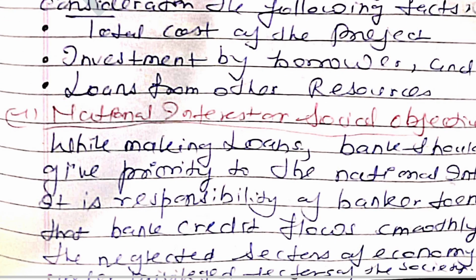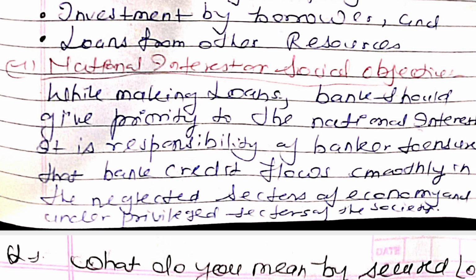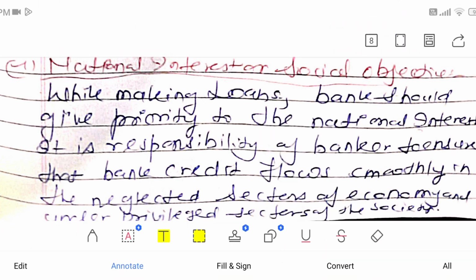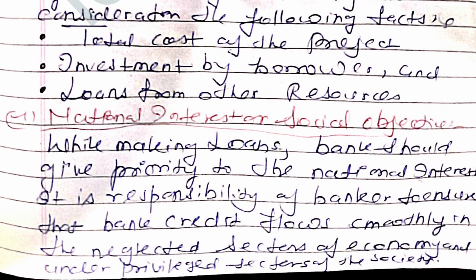The next principle of lending is the national interest or the social objective. While making loans, banks should give priority to the national interest. It is the responsibility of the banker to ensure that the bank's credit flows smoothly to the neglected sectors of the economy and the underprivileged sections of society. That means, while giving loans, banks should give priority to the national interest. And this was all about the general principles of lending.